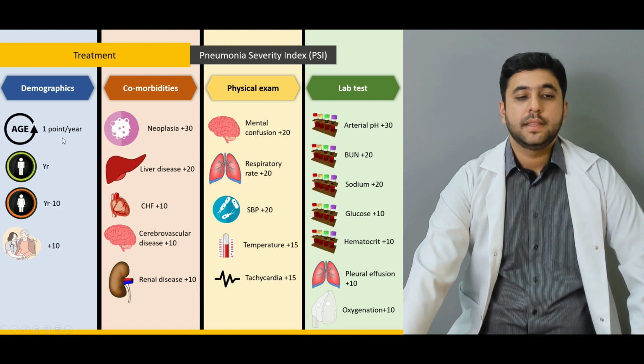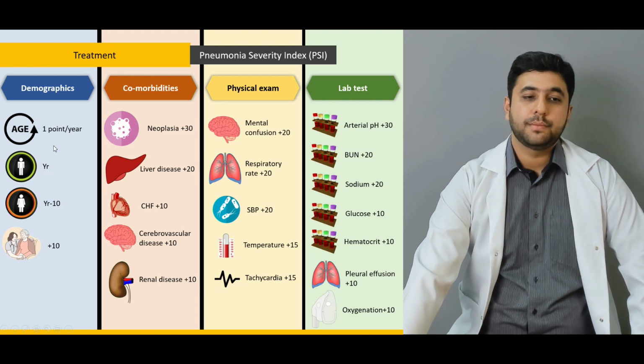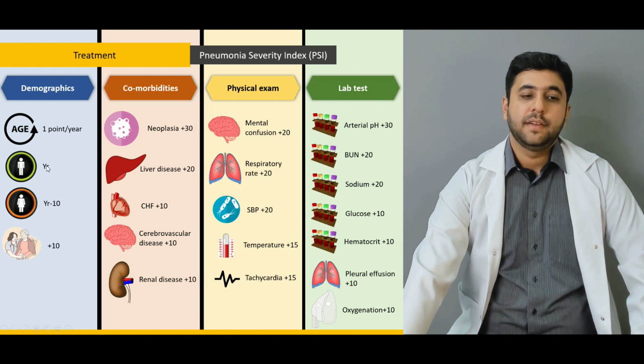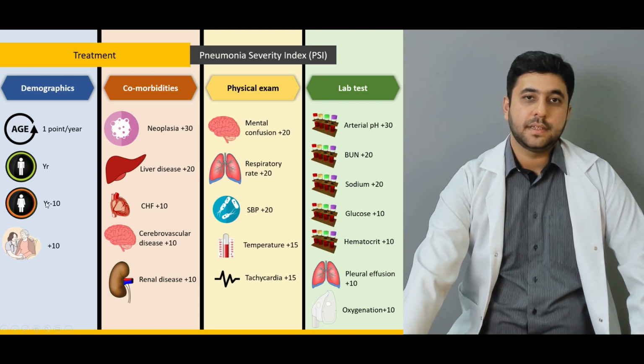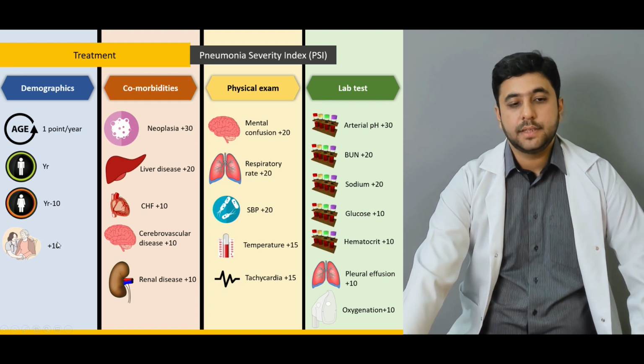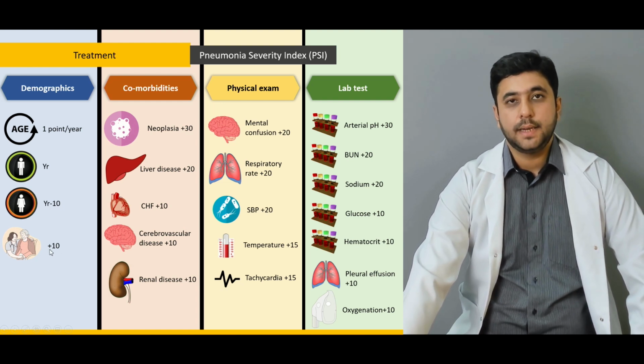For males, the age corresponds to the points. For example, if a 60-year-old male presents to us with pneumonia, he gets 60 points. For females, we subtract 10 from the age. For example, if a 60-year-old female presents, then she gets 50 points. If the patient is a nursing home resident, he or she gets plus 10 points.